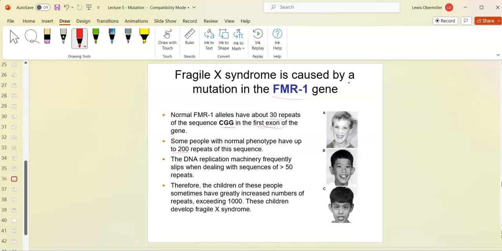It slips when it's dealing with the repetitive elements of greater than 50. And so the individuals with Fragile X syndrome, when their DNA is sequenced and looked at, generally they have these repeats that exceed 1,000 repeats, and that causes them to develop Fragile X syndrome. And there's really not much you can do about it because it's just repeating the same three letters over and over, which is increasing the size of the protein, which obviously affects its shape and causes downstream issues.